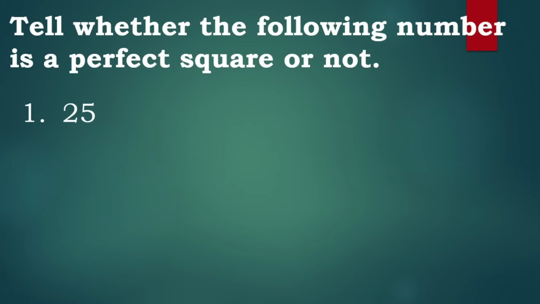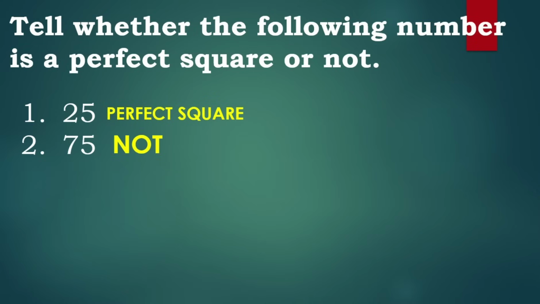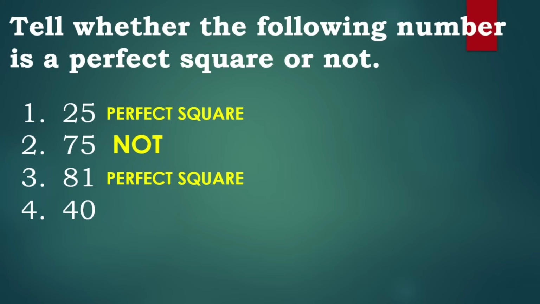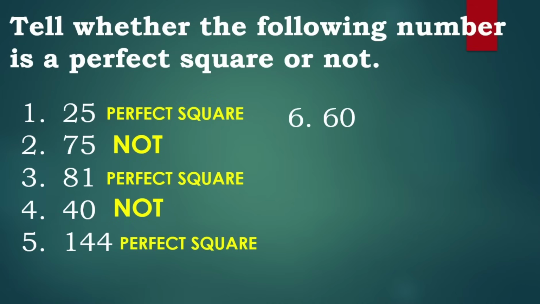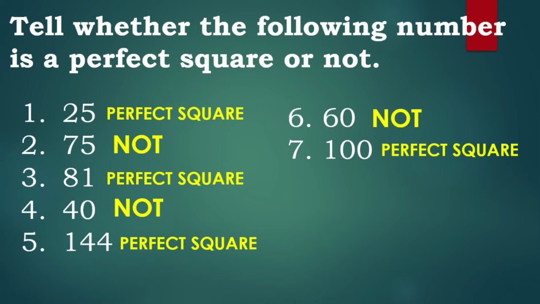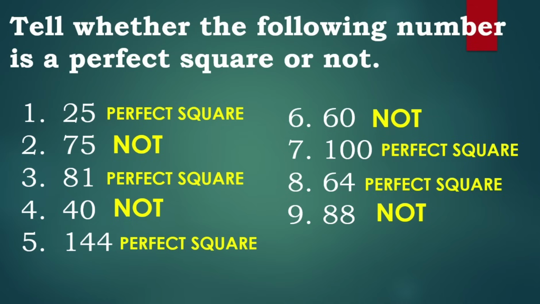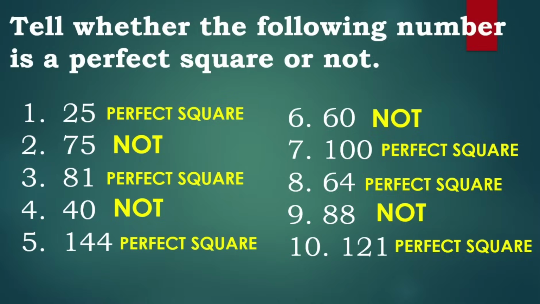Okay, let's start. 25. This is a perfect square because 5 times 5. 75. This is not a perfect square. 81. This is a perfect square because of 9 times 9. 40, this is not a perfect square. 144, this is a perfect square because of 12 times 12. And then 60, this is not a perfect square. 100, because of 10 times 10, it is a perfect square. 64, this is also a perfect square because of 8 times 8. 88, this is not a perfect square. And 121, this is a perfect square because of 11 times 11.